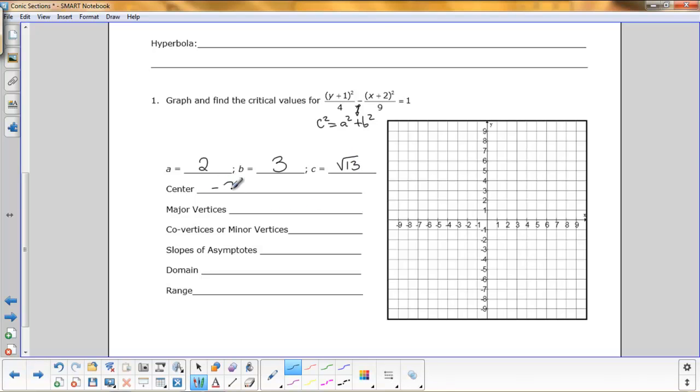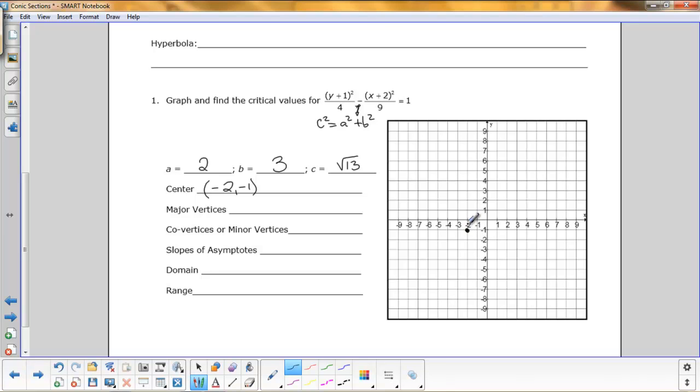The center is located at negative 2, negative 1. This is that one where if you were not careful, you're going to see your center values switched. Your major vertices, we're going to hold off on those for just a second. Since it's not at the origin, it's not as easy to see, so we'll go ahead and graph it first. So moving at negative 2, negative 1, we'll put our center there.